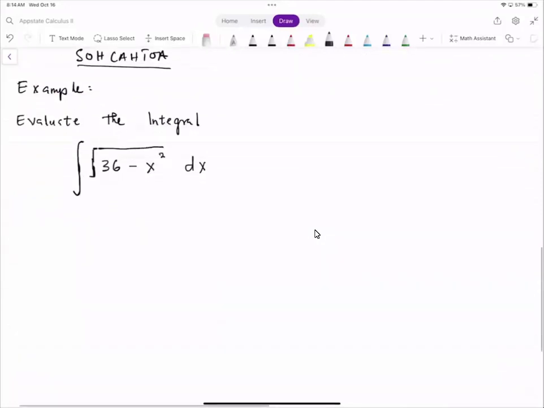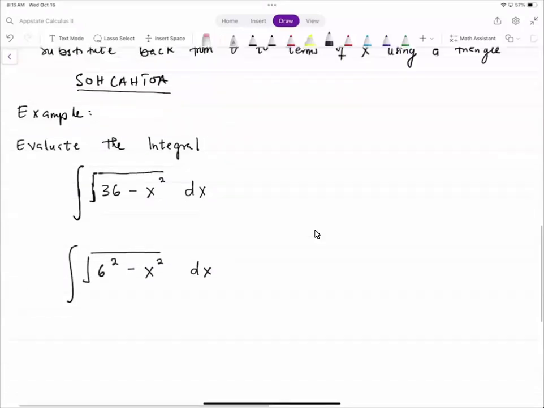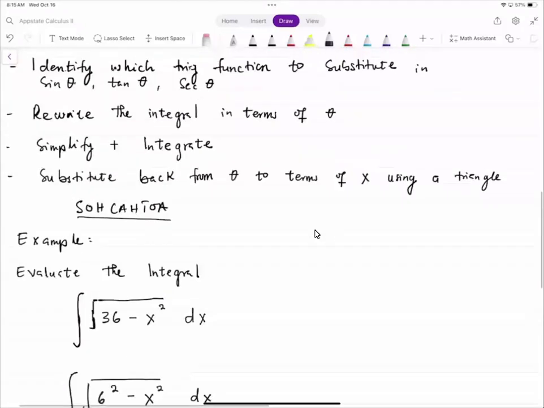Now I can rewrite this question as this. This can be written as the integral of the square root of 6 squared minus x squared dx. This is because we know 36 is the same thing as what? 6 squared. And so what are we going to use?